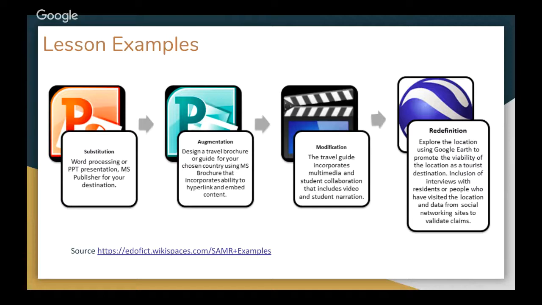A redefinition would be using Google Earth to promote the viability of a location as a tourist destination, including interviews with residents and people who have visited the location, and data from social networking sites to validate claims. As you notice, it's going to that redefinition stage. You're not going to be able to do anything like that without the technology. You can tell the big difference between modification and redefinition compared to augmentation, but it's not always appropriate.